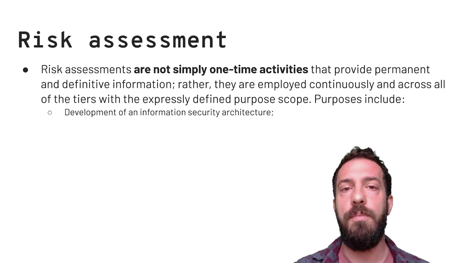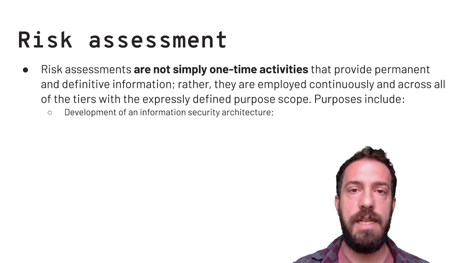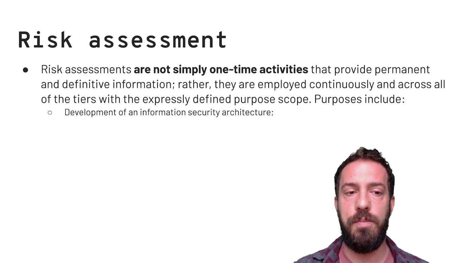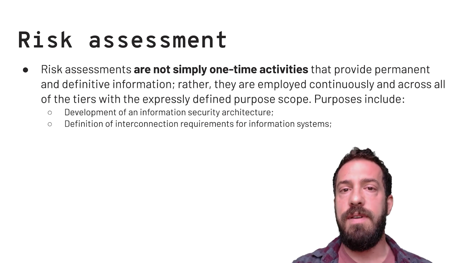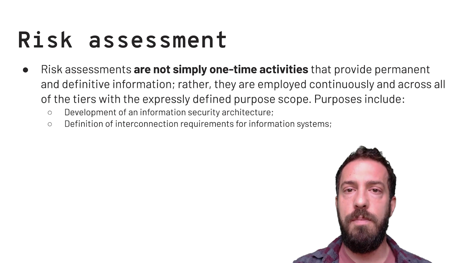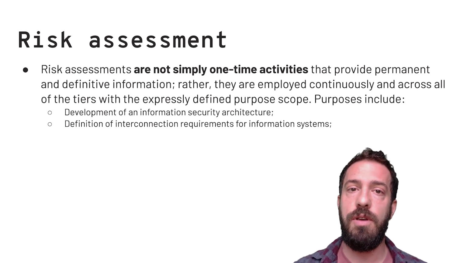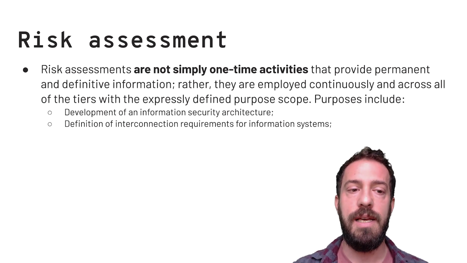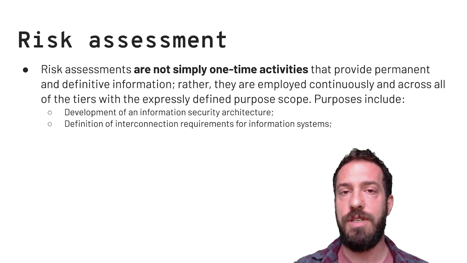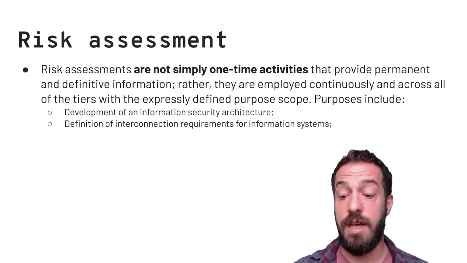Maybe the company never had an explicit information security architecture, so you're going through the risk assessment process to properly develop it. Or it could be that, given a new business objective, you need to connect different information systems, so there will be information flow across systems that were designed separately. So you have to understand whether this information flow is introducing security risks.